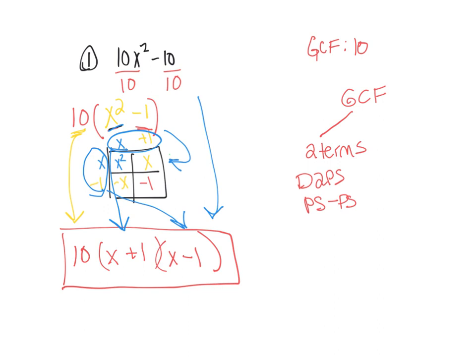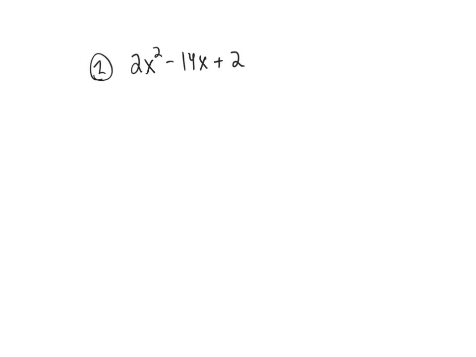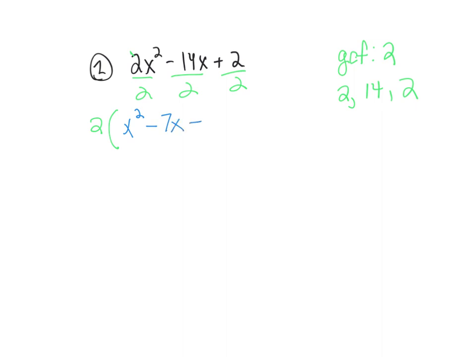All right, let's look at our second problem. Our second problem is 2x squared minus 14x plus 2. So the first thing I'm doing is asking myself, does this have a greatest common factor? And I have a 2, a 14, and a 2. So the greatest common factor is going to be a 2. And I'm going to have a 2 out in front. And that's going to cancel out. And I'm going to be left with then x squared minus 7x plus 1.